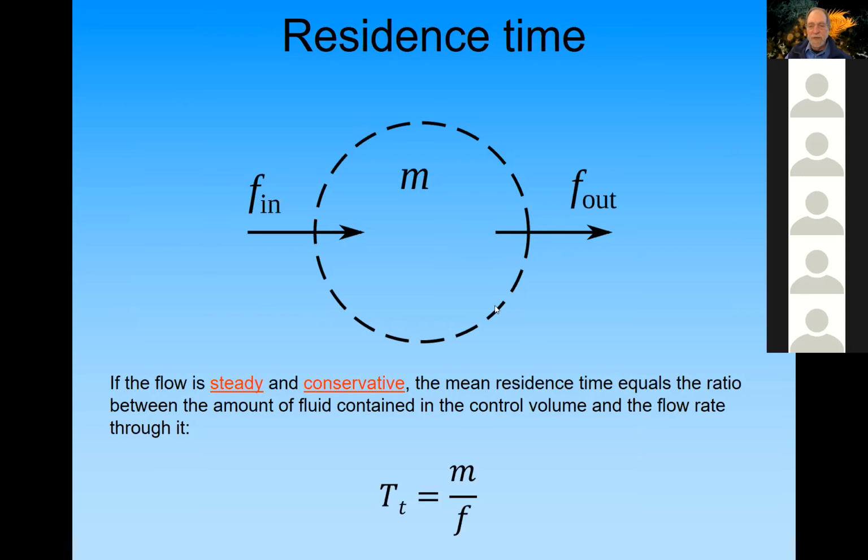So the way you think about this is you have a reservoir, here represented by M. This is a volume. And the F in or the F out are the flow of material into or out of the reservoir. So M is the reservoir, F in or F out are the rate of flow into or out of the reservoir. So, what does that mean?